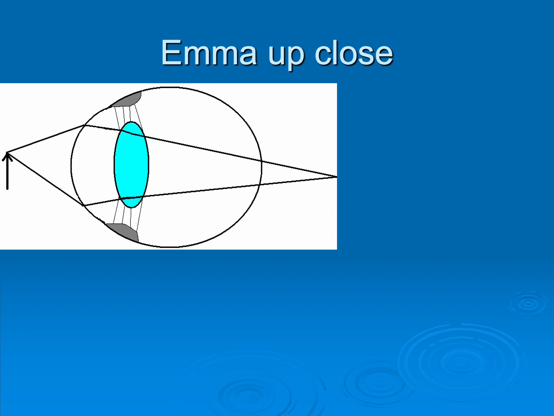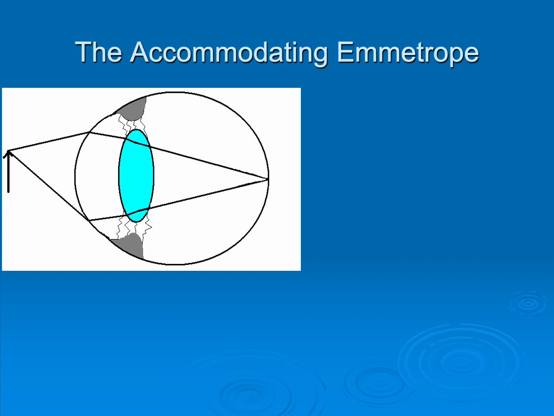So what can she do about it? She can become an accommodating emmetrope. And when she accommodates, she contracts that ciliary body, adds just enough converging power to bring that focal point exactly onto her retina. It's kind of like her superpower, and she can control it very easily. She knows exactly how much accommodation to kick in there to bring it perfectly onto that retina.